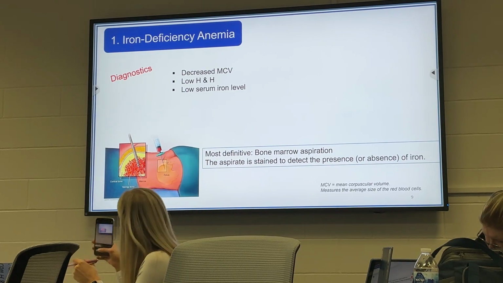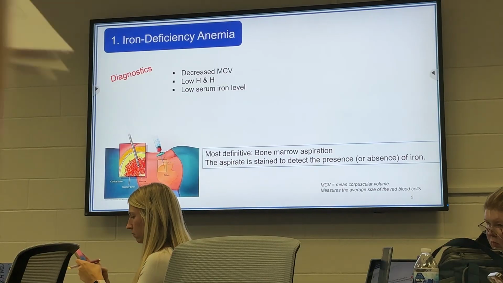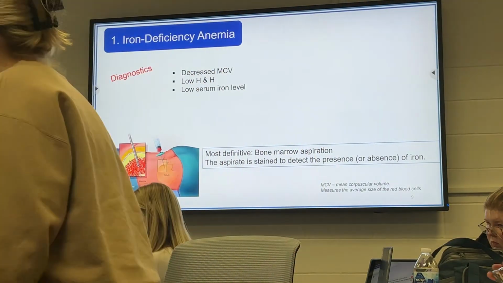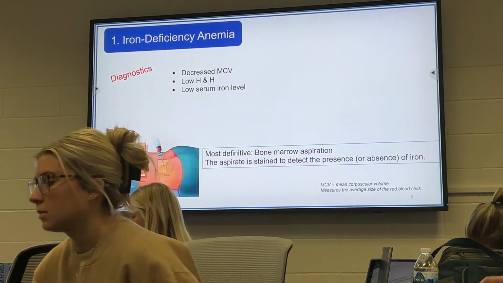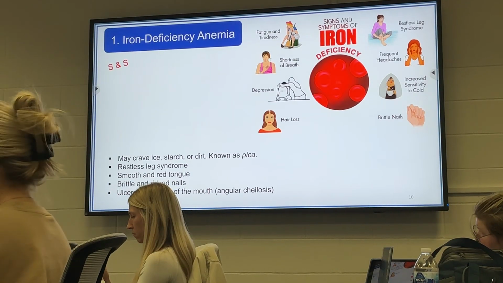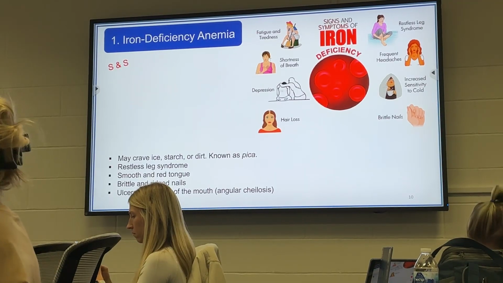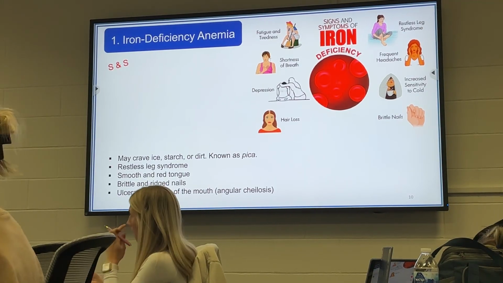Again, low hemoglobin and hematocrit. Decreased size of the red blood cells is what that MCV means. Only way we can really diagnose it is to aspirate bone marrow. On your notes, an unusual finding with iron deficiency anemia is these weird cravings that they may have.